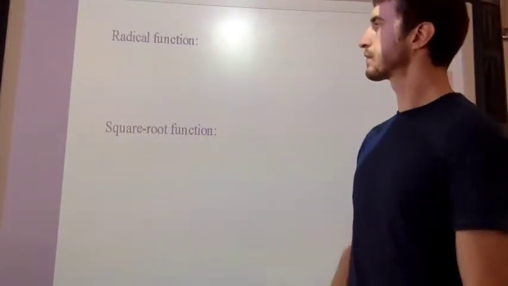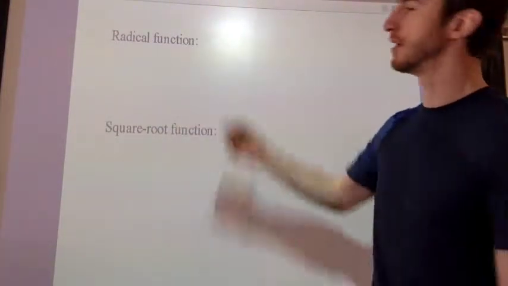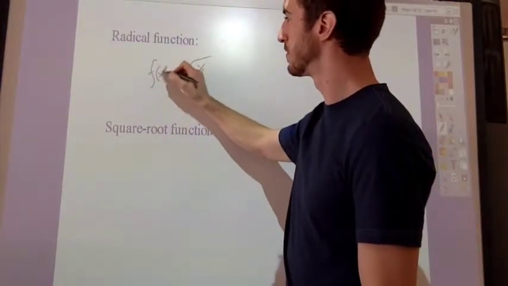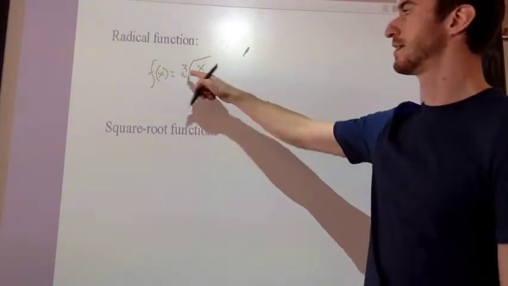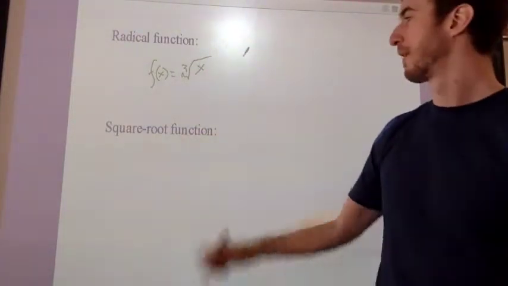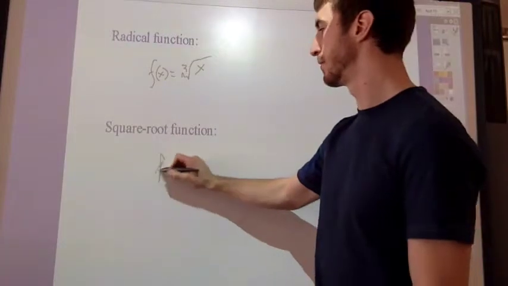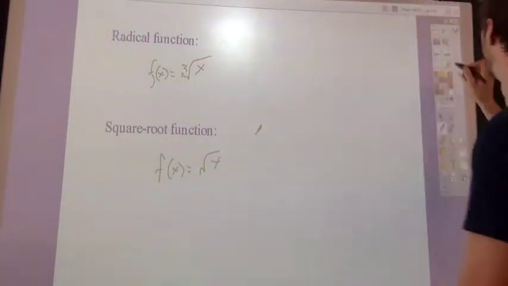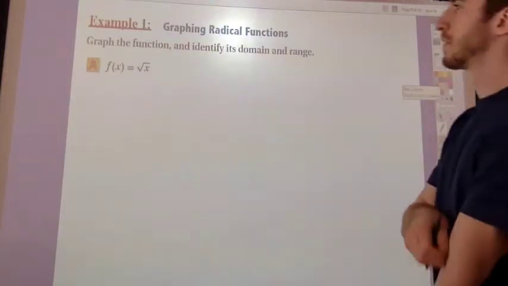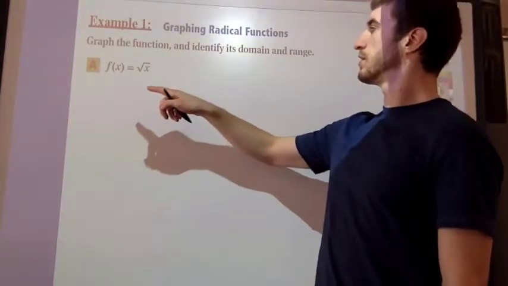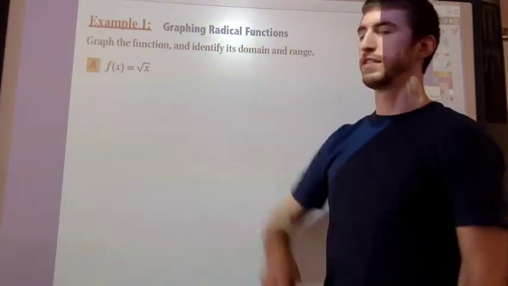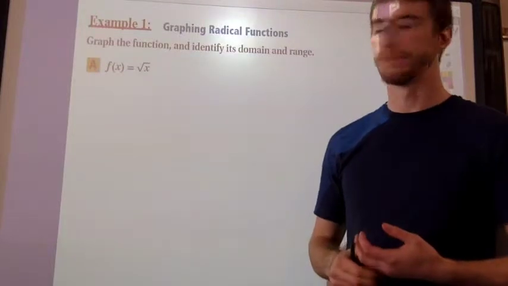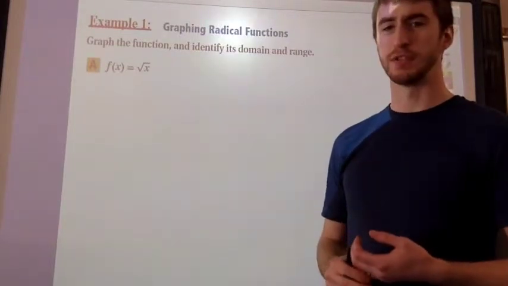Okay, so a radical function, an example of that would be f of x equals the cube root of x because it has a radical, and a square root function, an example of that would be f of x equals the square root of x. We kind of already talked about that. Okay, so it wants us to graph this function and identify the domain and range. So this is f of x equals the square root of x.